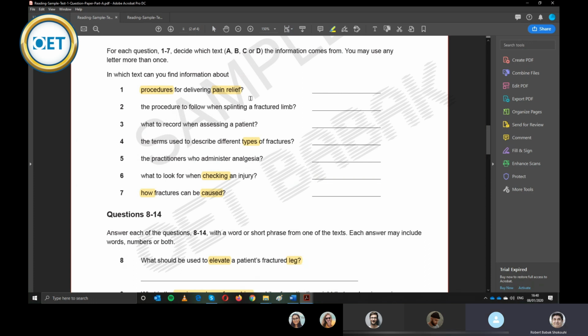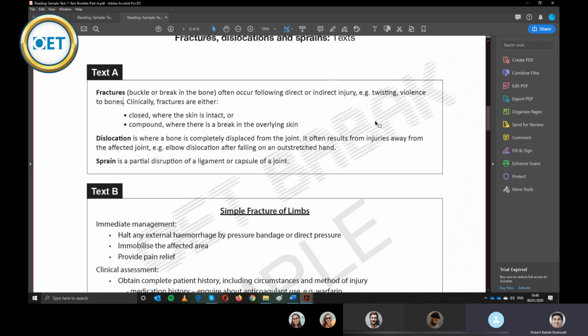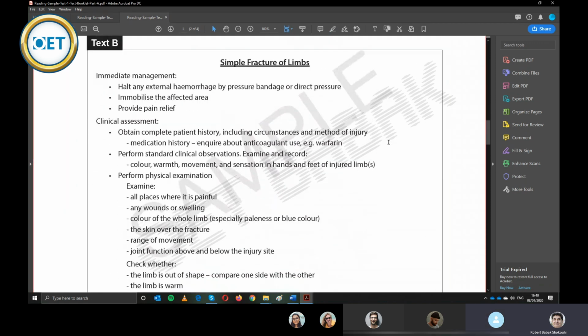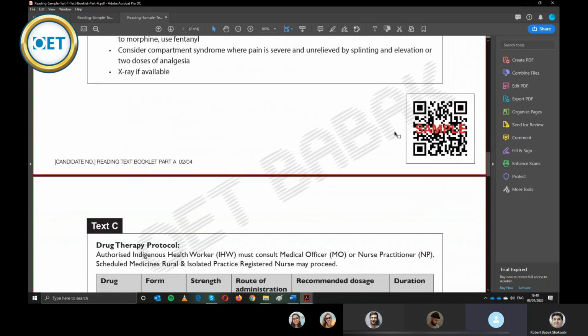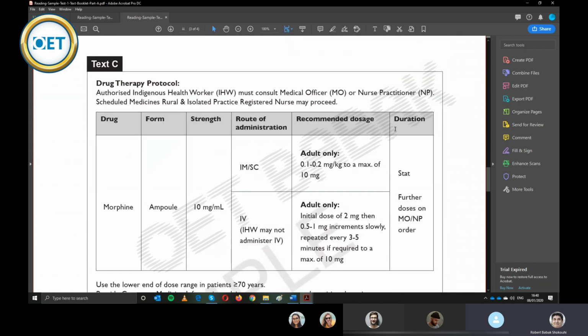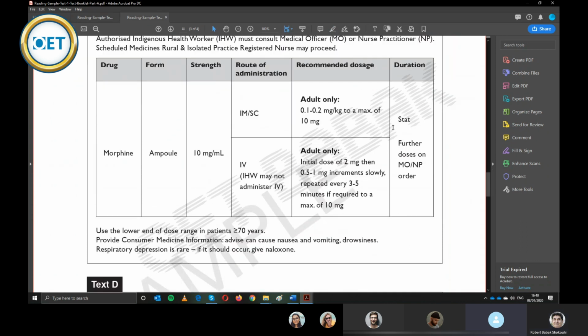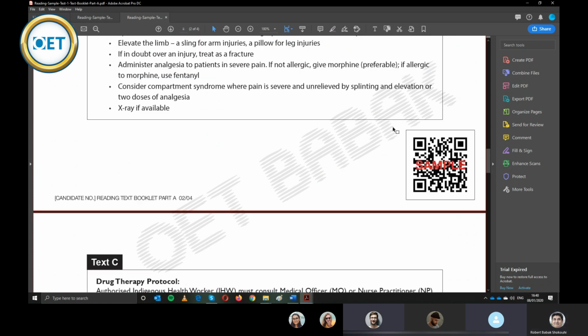The first one. Procedures for delivering pain relief. Pain relief. What are the procedures? Do we have any procedures? Can you see? I think in D was procedures. How about C? There is only drug and no procedure. Okay, so let's go. I think it was C.